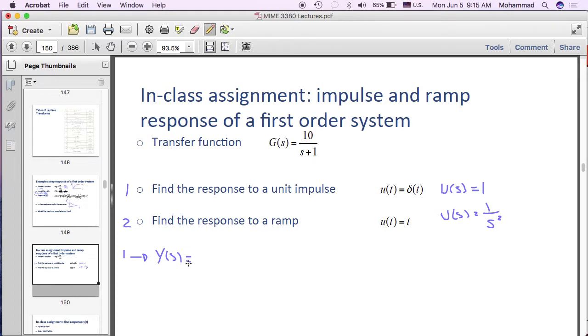So what is y of s for the first case where you have a unit impulse input? Remember that g of s is y of s output over input u of s. So what is y of s equal to for the first case? And for the second case, that's where we have to start. So we have to find y of s for both cases and then find inverse Laplace.